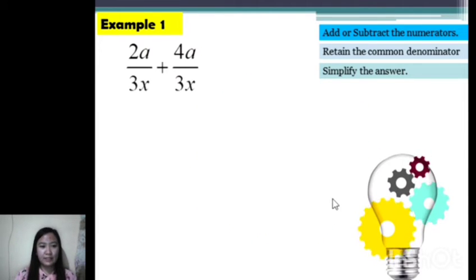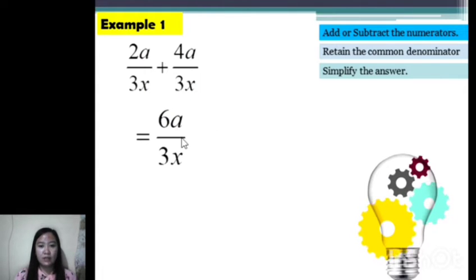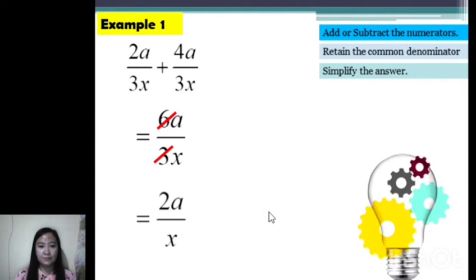Moving on to our first example, we have 2a over 3x plus 4a over 3x. First step is to add or subtract the numerators. Second is to retain the common denominator. So 2a over 3x plus 4a over 3x is equal to 6a over 3x. Third step is to simplify your answer. So 6 divided by 3 is equal to 2a over x. 2a over 3x plus 4a over 3x is equal to 2a over x.